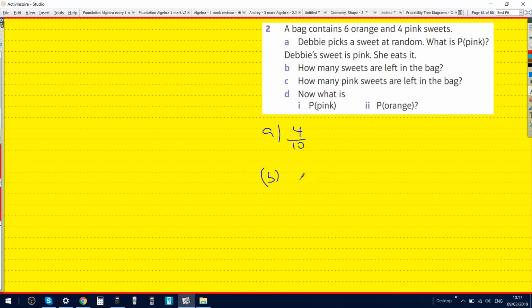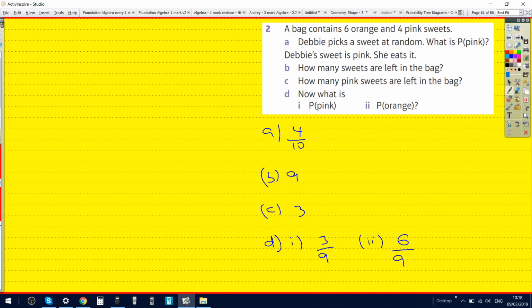Oh. So have they taken out? She's taken out the pink sweets. So that just leaves, she took out 1 pink sweet. How many sweets are left in the bag? 9. Yep. Oh yeah, it's not asking for probability, it's total. How many pink sweets? Is it 3? Yeah. The probability of pink, will that be 3/9? Yeah. And 6/9. Yeah. That's it. And so they were just kind of walking you through it.